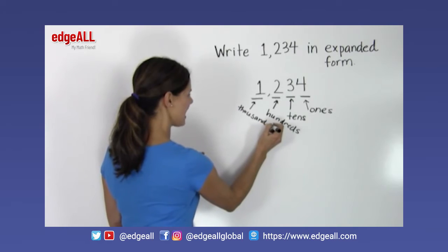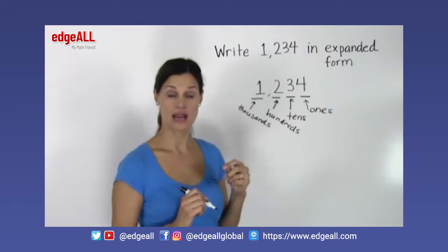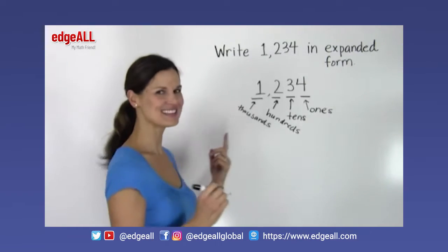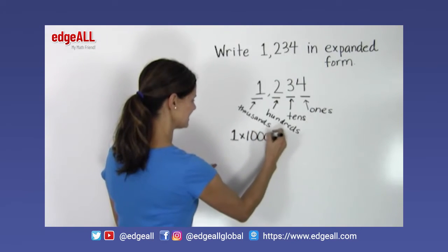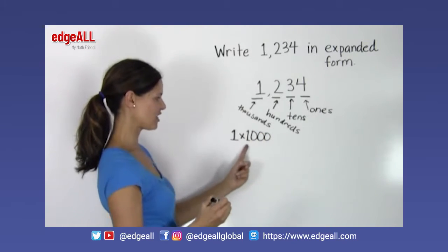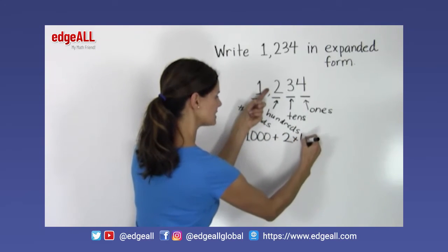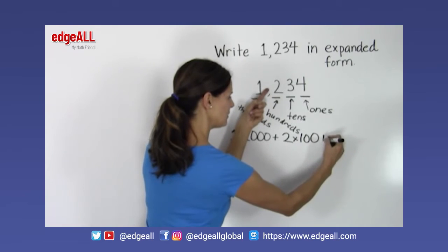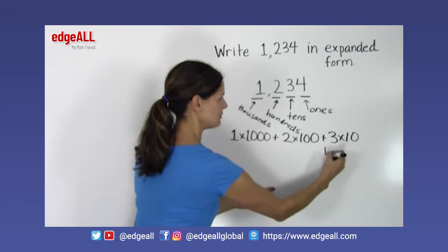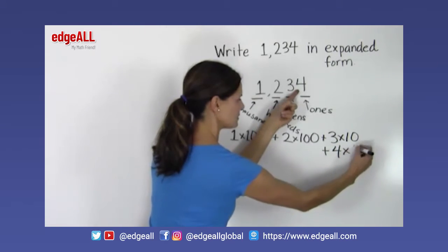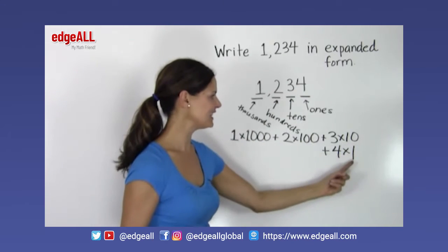And so if I am to write this number, 1,234, in expanded form, it looks something like this. 1 times 1,000, because the 1 is in our thousands place, plus 2 times 100, plus 3 times 10, and then plus 4 times 1. So each of these numbers is multiplied by its place.